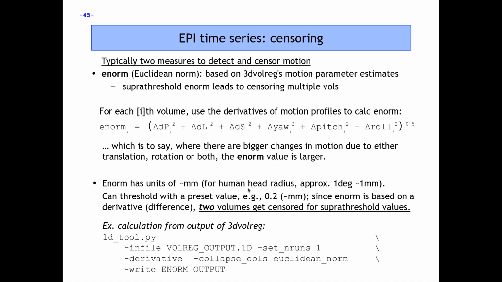However, with the human head radius being the size that it is, 1 degree of motion causes about a 1 millimeter change in the position at the edge of the brain. So therefore, we use this as an approximate measure to put these all in the same units. So if this is kind of a 1 millimeter shift and a 1 degree shift, they have somewhat a similar change in position toward the edge of the brain, where a lot of the brain is. So therefore, we end up with those units for enorm. They're squared, but we take the square root, so it's just millimeters. And then we can set a threshold with a preset value, let's say 0.2 millimeters, 0.3, 0.1, something around there, depending on your data set and acquisition.